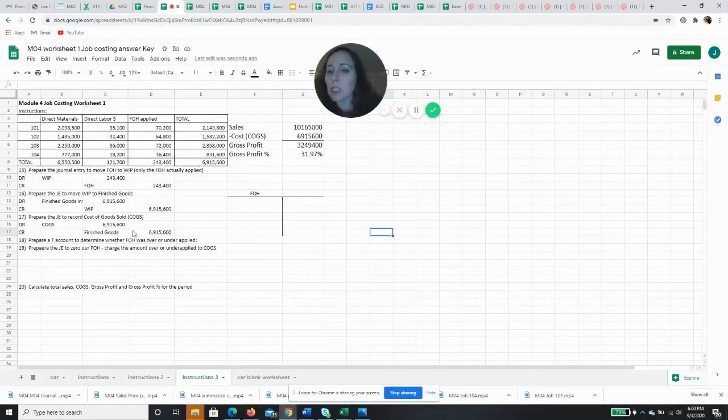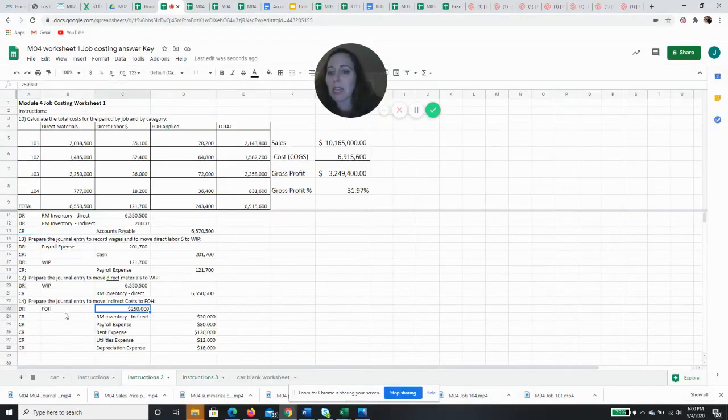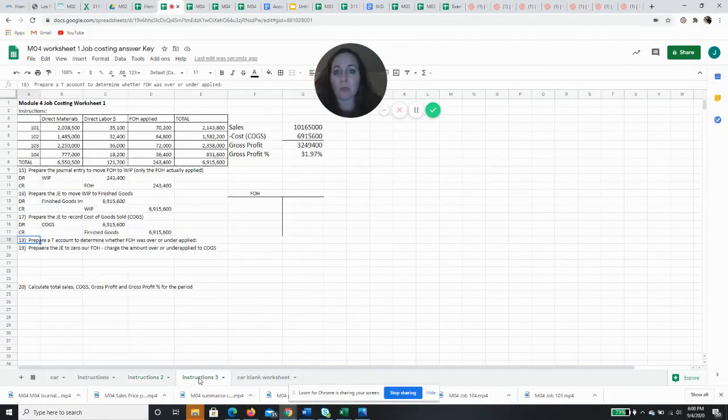So what we're going to do down here is prepare a T account to determine whether factory overhead was over or under applied. Let's look at what we did to factory overhead. On the last page, we debited factory overhead for $250,000. That was our actual factory overhead, so I'm just going to type actual here and 250,000.